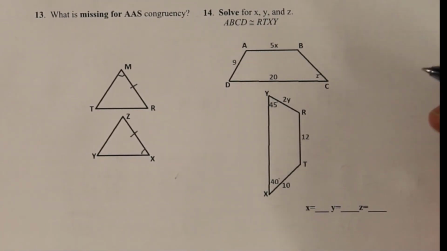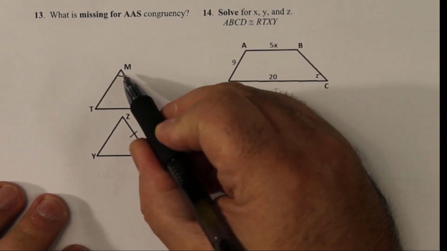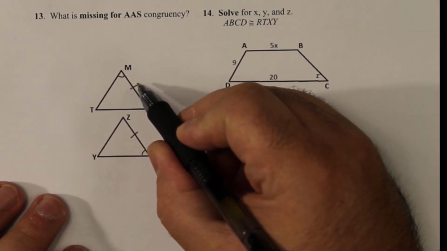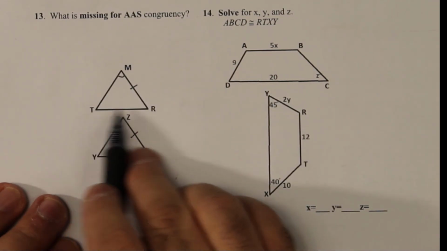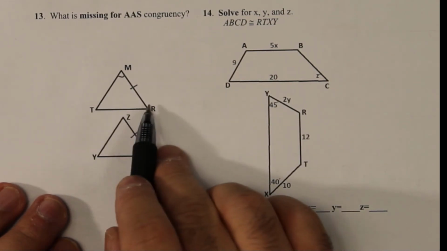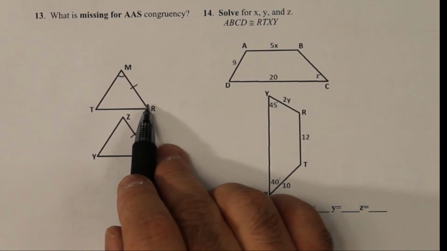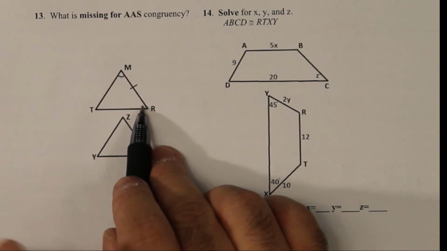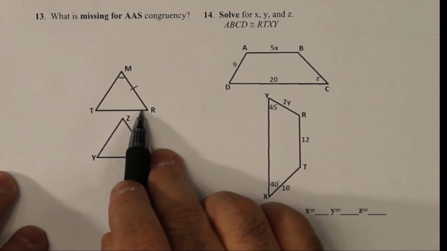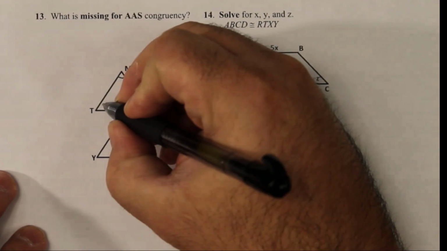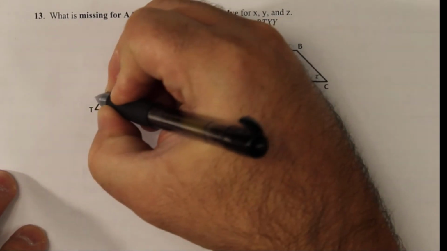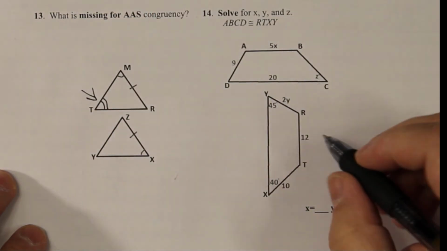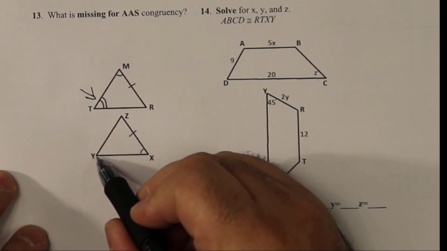Number 13, this is what's missing for angle side congruence. So if you already have one angle and you already have one side, then you have to figure out which one of these has to be the angle that's also marked so that my side is not in between the angles. So if I put it here, that's going to put the side right in between. So I don't want to use R. I have to come over here to T. And then angle T has to be the one that's congruent to angle Y.